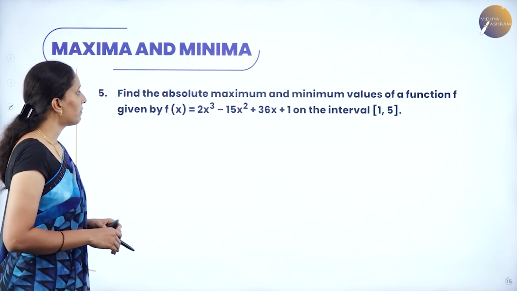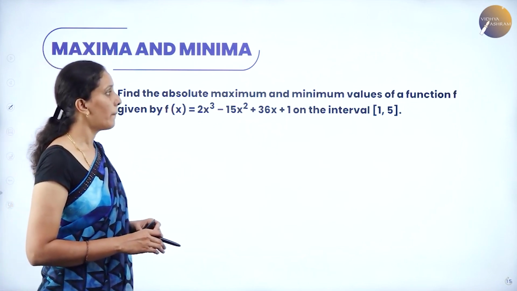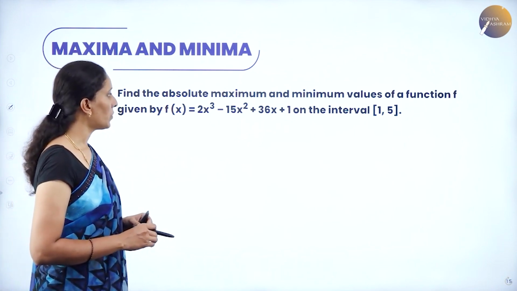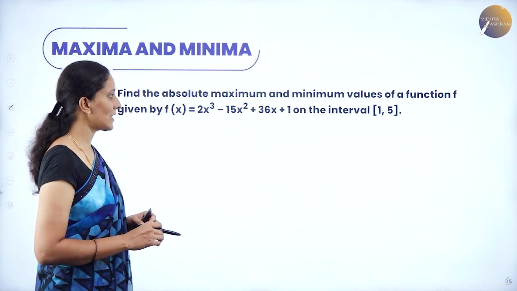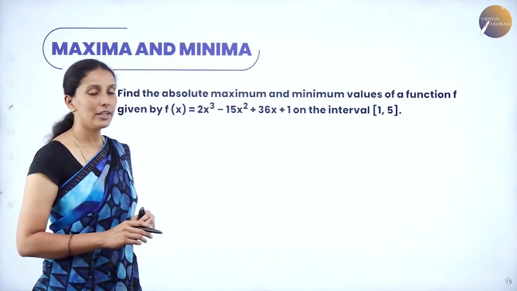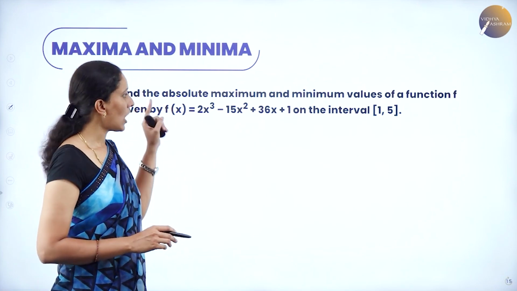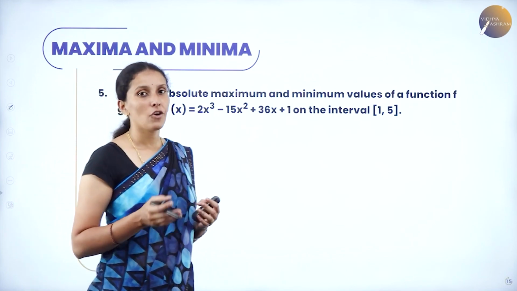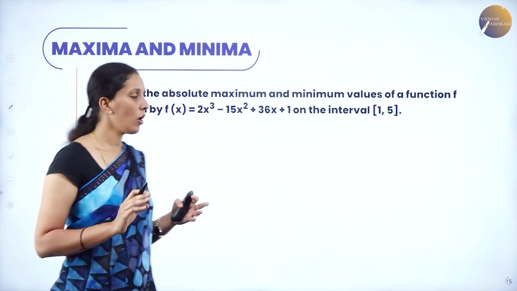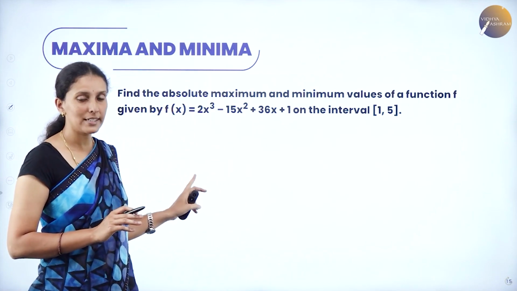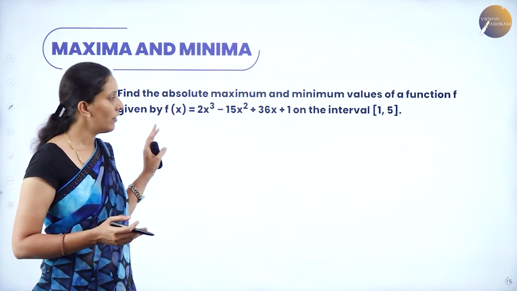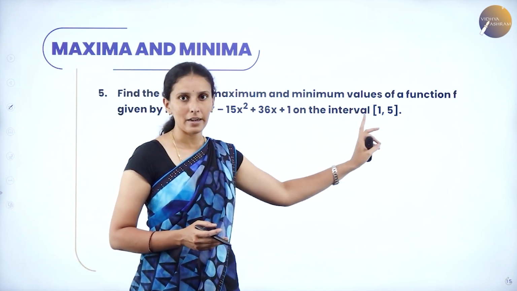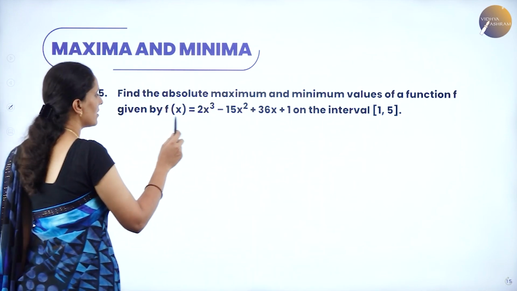Now, let's see an example. Find the absolute maximum and minimum values of a function f given by f of x is equal to 2x cube minus 15x square plus 36x plus 1 on the interval 1, 5. So, first, how to find out absolute maximum and absolute minimum. As in the case of local maxima and local minima, you are going to find out the critical points for this. Then you are going to substitute the values in the f of x with the interval a and b. So, here first let us differentiate it.